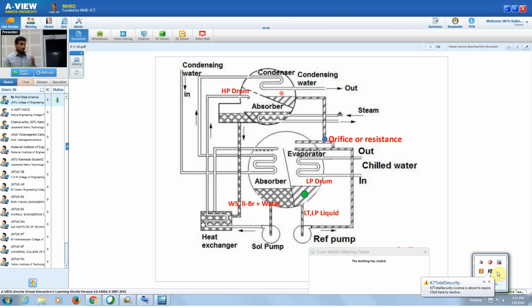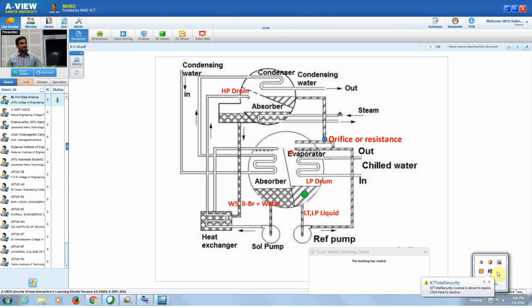In the condenser, the vapor gets condensed and formed into water, and this water, which is at a high pressure and slightly higher temperature, goes through the line and passes through an orifice or a resistance, and this orifice acts as an expansion valve. Therefore, the pressure is reduced there. The reduced pressure causes a reduction in the temperature, and then it goes into the evaporator. In the evaporator, they get sprayed because the temperature is reduced.